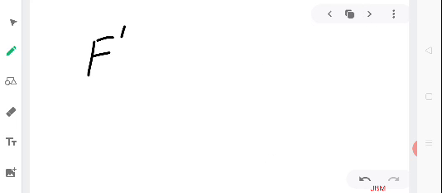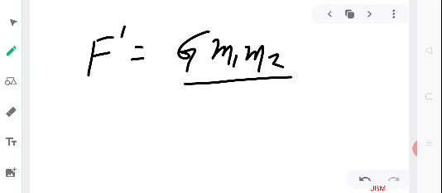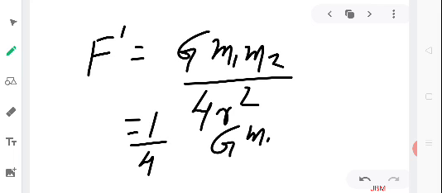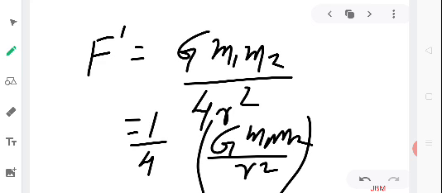Let's solve it out. So F dash will be equal to G m1 m2 by 4r square. We can write it down as 1 by 4 times G m1 m2 by r square. Again you can see we get F dash equal to F by 4, because the bracketed term is equal to F. So when the distance between the two masses decreases, then F increases. The gravitational force of attraction is going to be more. And if the distance is increased, then the gravitational force of attraction will decrease. So now you can understand that if there is a change in the value of mass or distance, it is going to produce a proportional change in the value of the gravitational force of attraction existing between the objects.